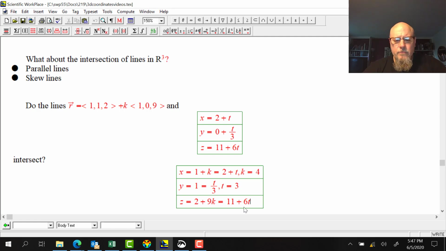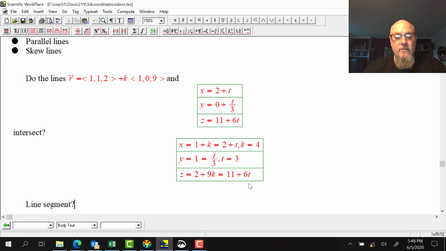If I make t equal to 3, this is equal to what? 29. If I make k equal to 4, this is equal to not that. So do they intersect? No. This last equation isn't satisfied by the k, t pair of 4, 3.